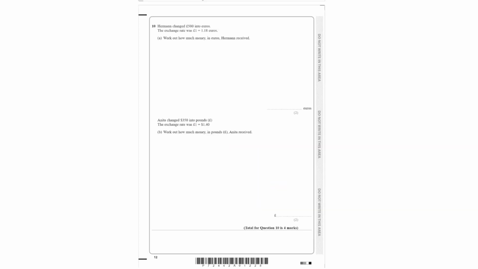minutes. Question 10. Herman changed 500 pounds into euros. Given that the exchange rate was 1 pound to 1.18 euros, work out how much money in euros Herman received. So we can see here that 1 pound is equivalent to 1.18 euros, and he gave 500 pounds, and he doesn't know how much he received.